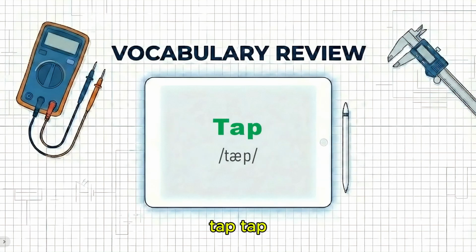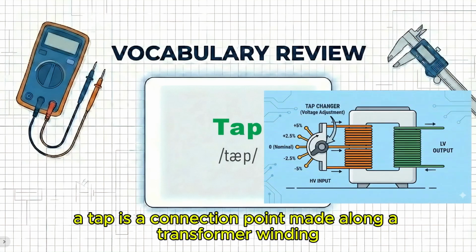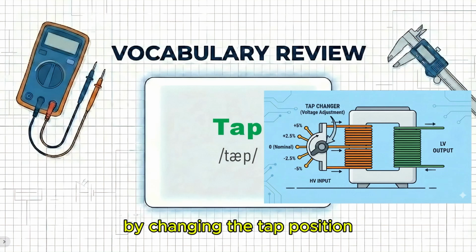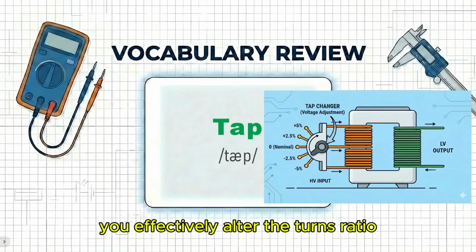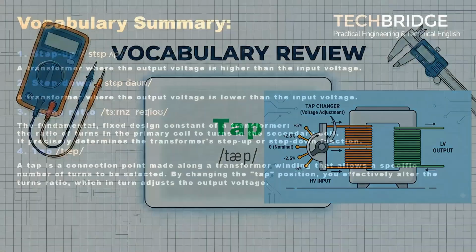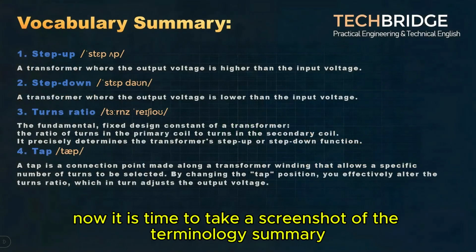Tap. A tap is a connection point made along a transformer winding that allows a specific number of turns to be selected. By changing the tap position, you effectively alter the turns ratio, which in turn adjusts the output voltage. Now it is time to take a screenshot of the terminology summary.